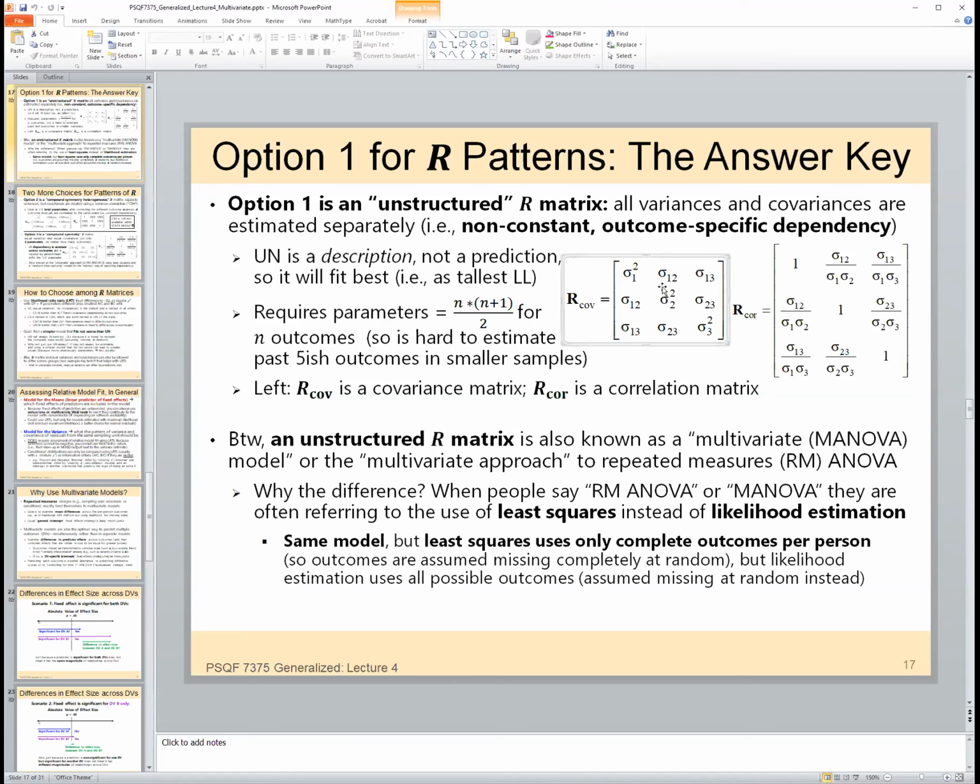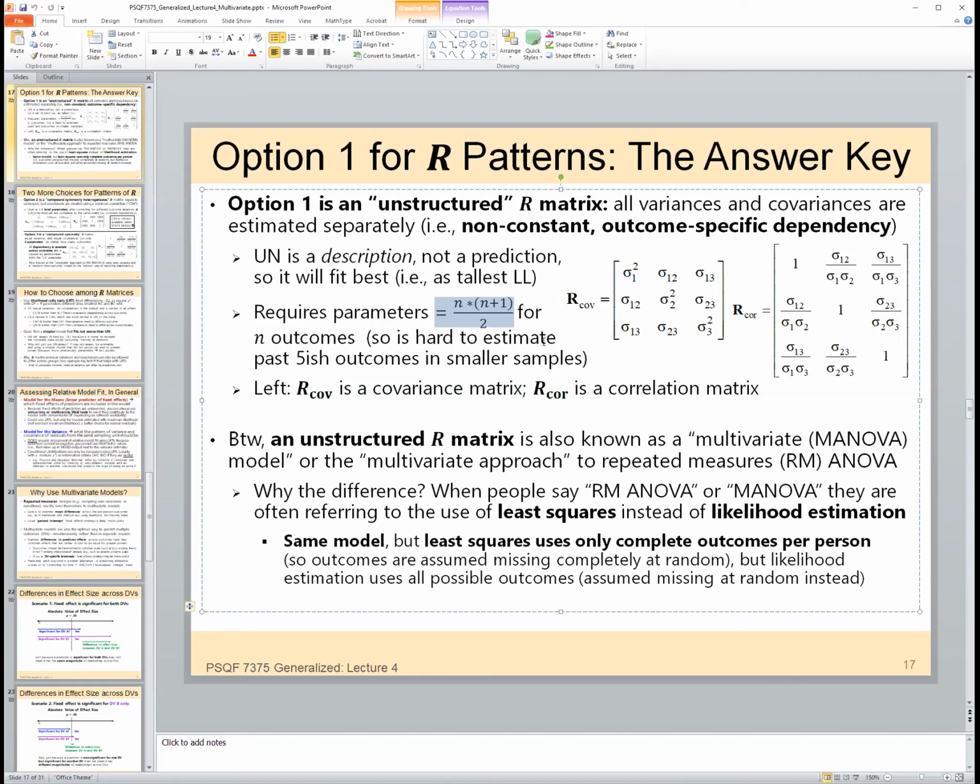So on the good side, this can't be wrong. So why not just let it be unstructured always? Well, if you only have 2 or 3 occasions, maybe 4, that's fine. If you have more than that, the number of parameters you have to estimate grows exponentially. So the formula for how many different elements are in this R matrix depends on how many outcomes you have, little n. It's number of outcomes times number of outcomes plus 1, divided by 2.